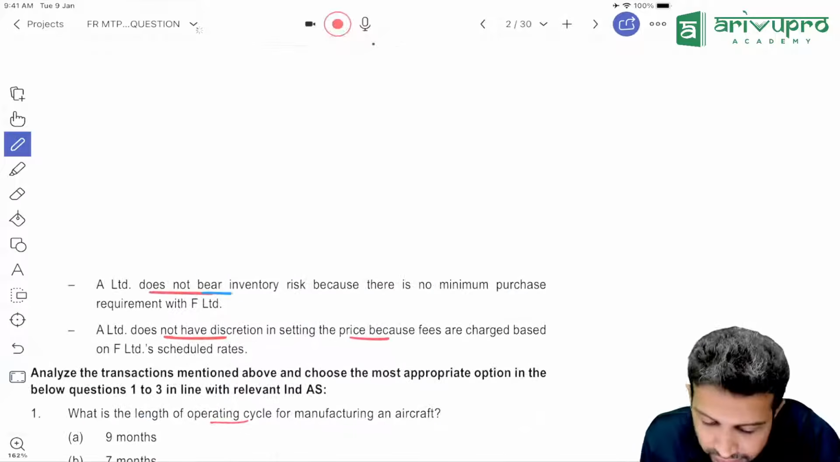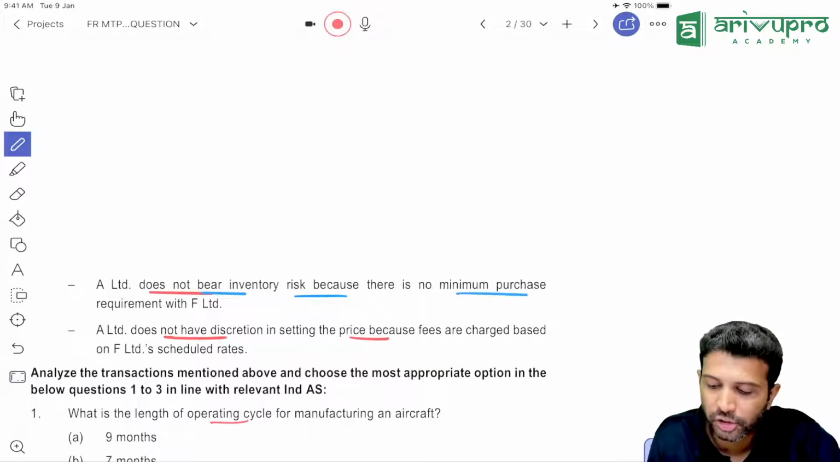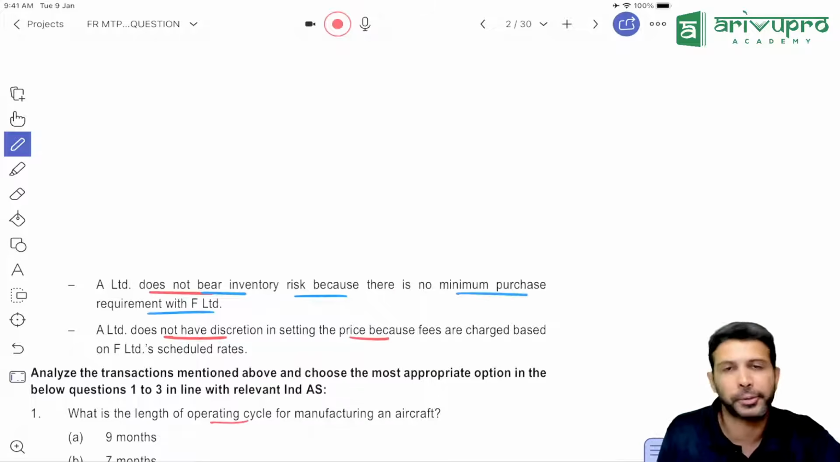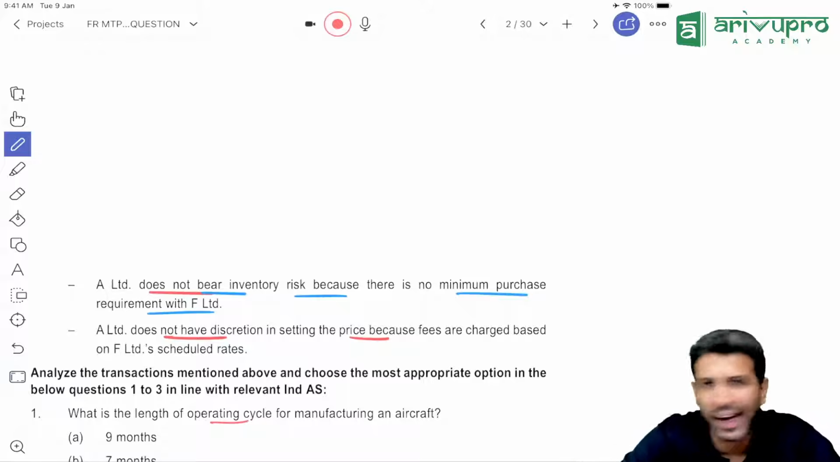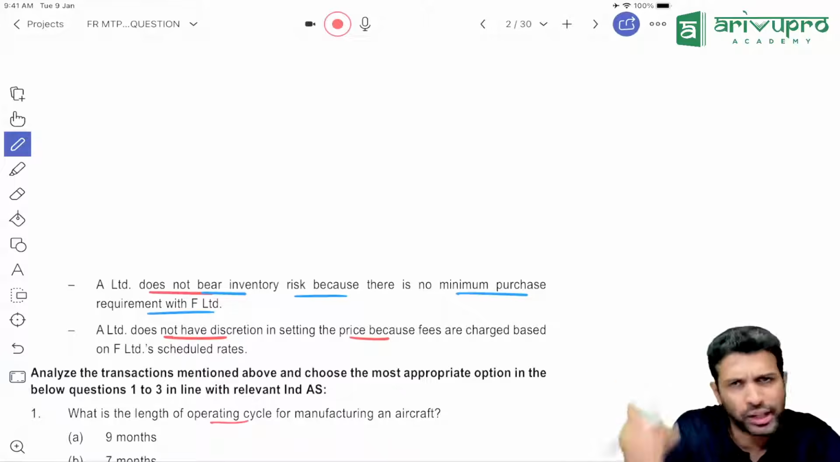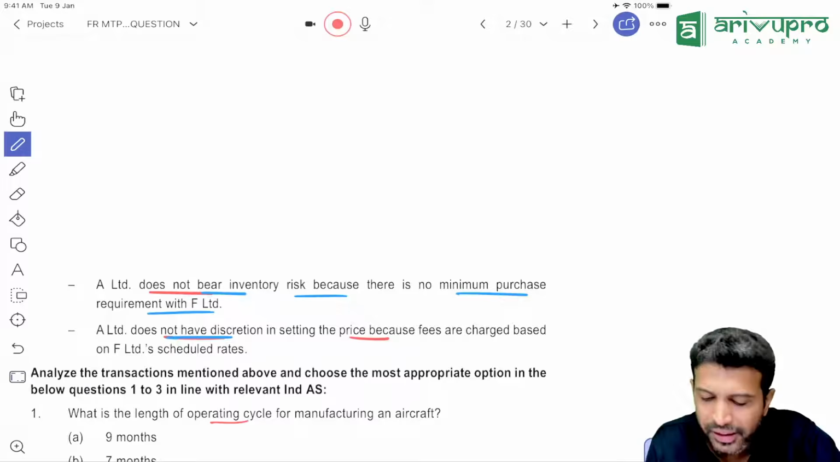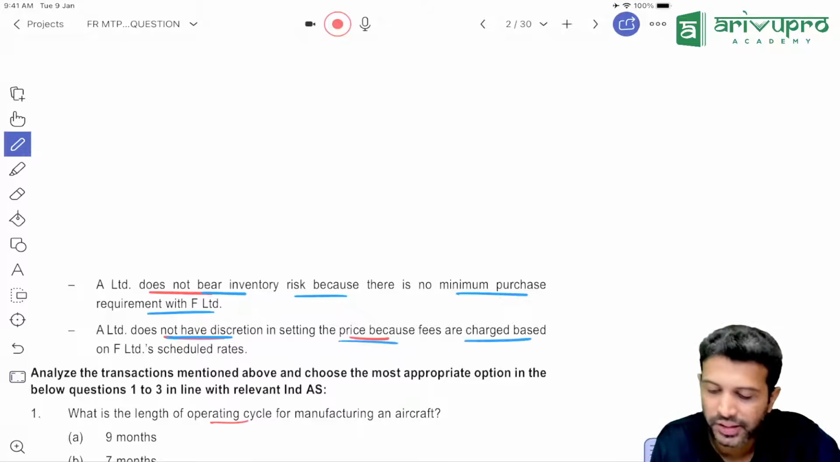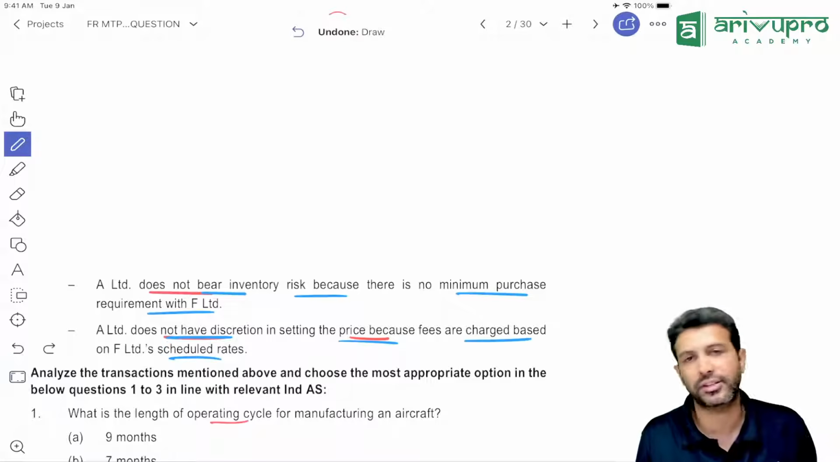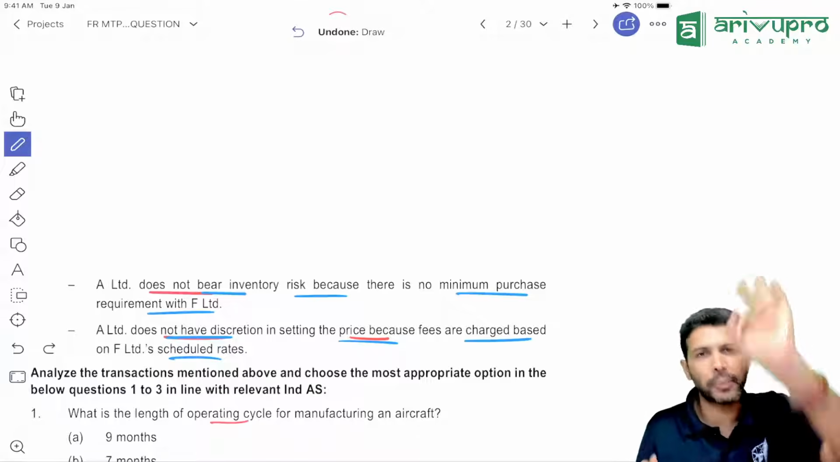What is that? A Limited does not bear the inventory risk because there is no minimum purchase requirement with F Limited. You can place as many ads as you want. Minimum requirement is not there, so that way inventory risk is not there. A Limited does not have discretion in setting the prices because fees are charged based on F Limited schedule rates. So F is publishing that ad, they have a proper rate.